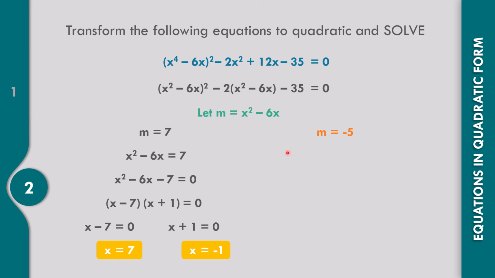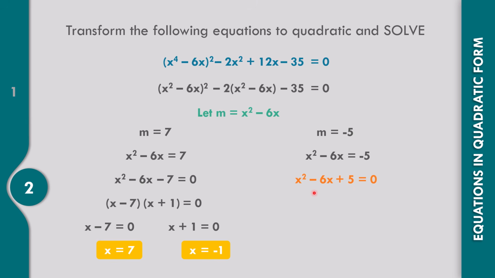How about if m is equal to negative 5? Let us continue to solve. So x squared minus 6x is equal to negative 5. Negative 5 going to the left side becomes positive 5. So it means x squared minus 6x plus 5 equals 0. Think of factors whose sum is negative 6 and whose product is 5. If we choose 5 times 1, 5 times 1 is 5, correct? But if we add 5 plus 1, that is 6, that is incorrect.